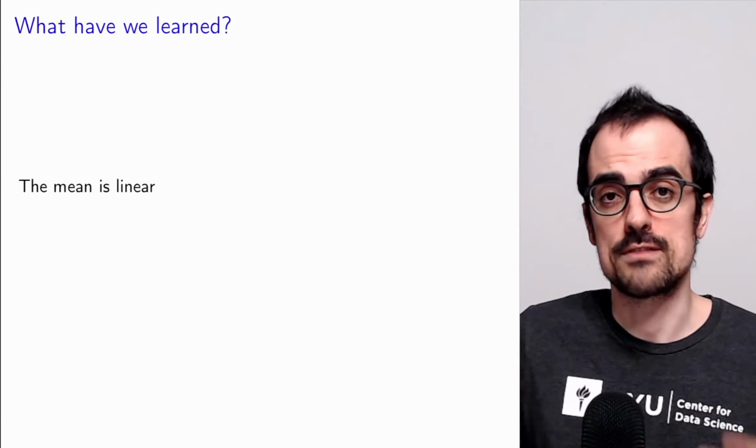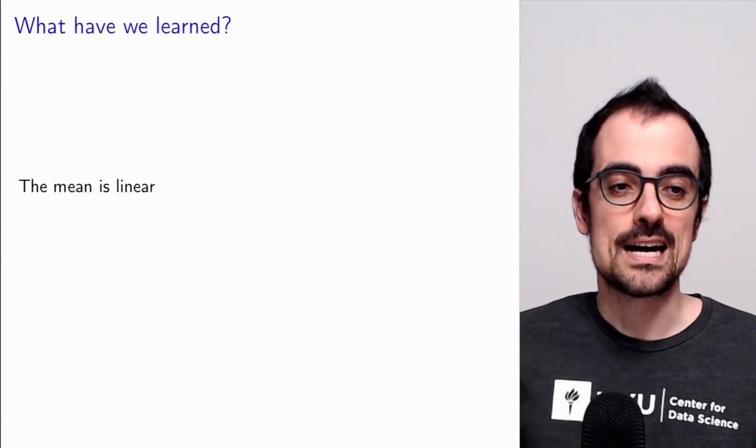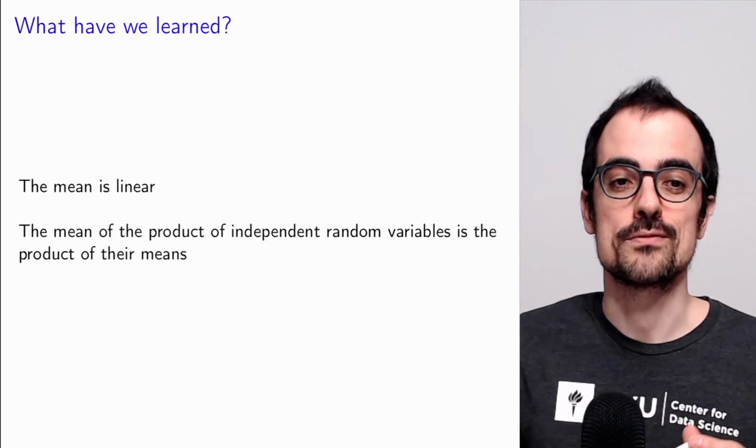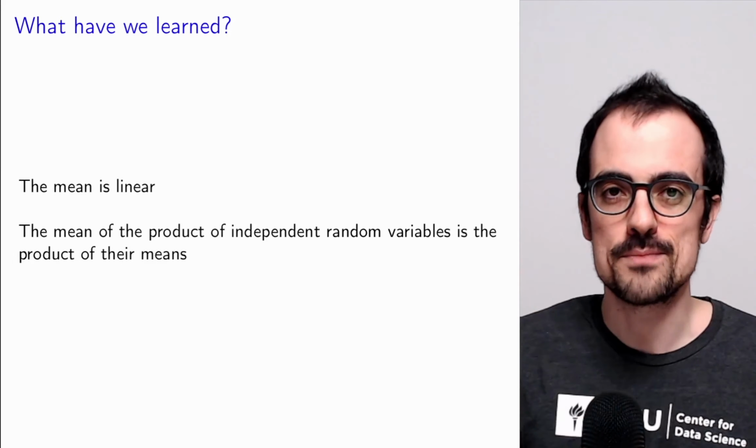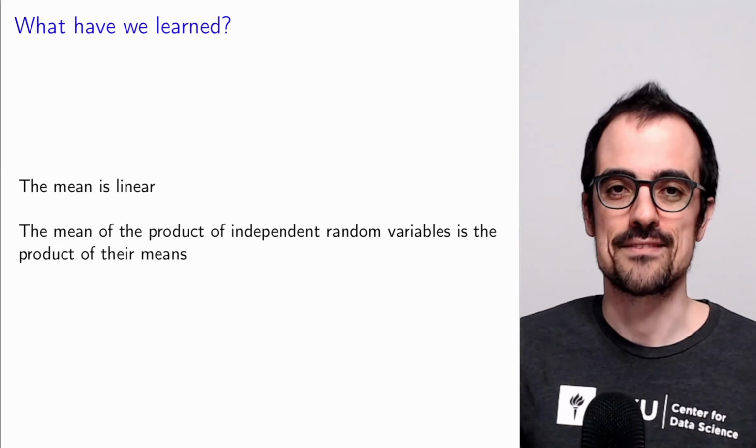So what have we learned? We have learned that the mean is linear, and we have learned that the mean of the product of independent random variables is the product of their means, but only if you have independence.